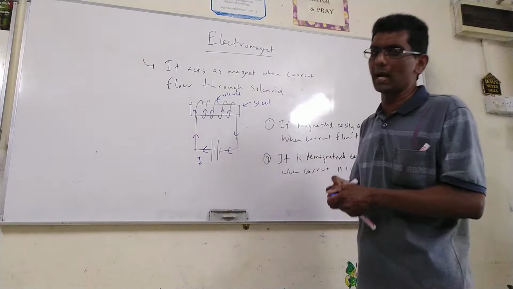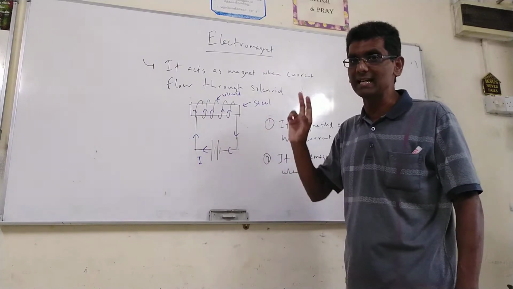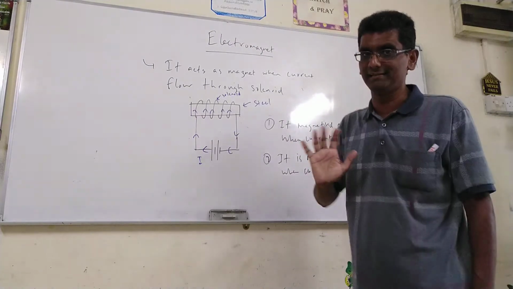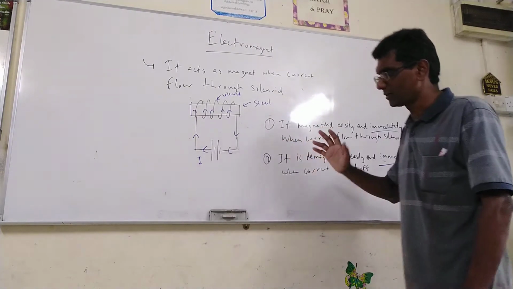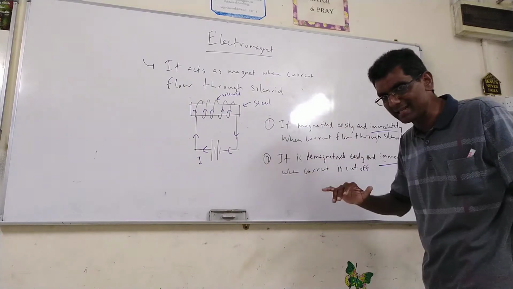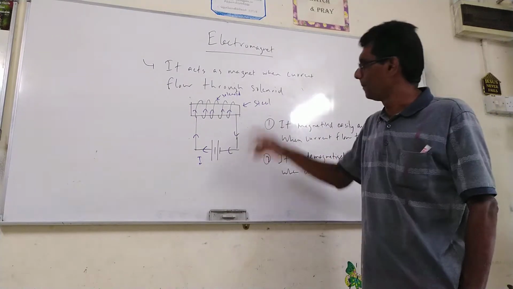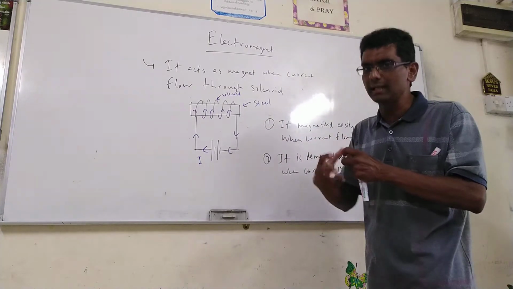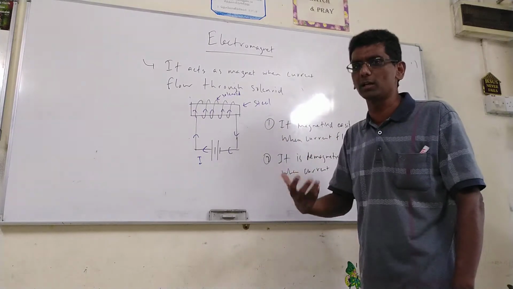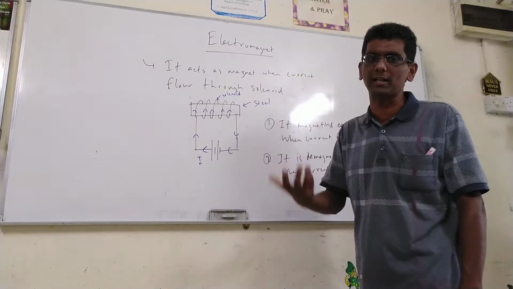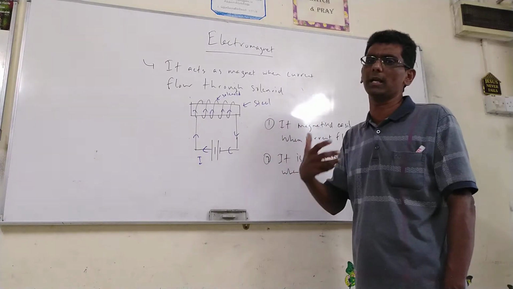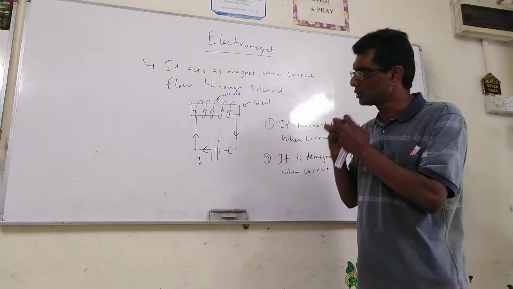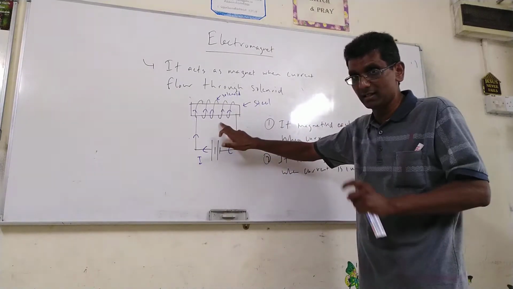The steel becomes magnetized, but not immediately. The soft iron core becomes magnetized immediately when current flows, but the steel takes some time to become a magnet. We call it a delay in making a magnet, or slow to become a magnet. So after some time, it becomes a magnet.